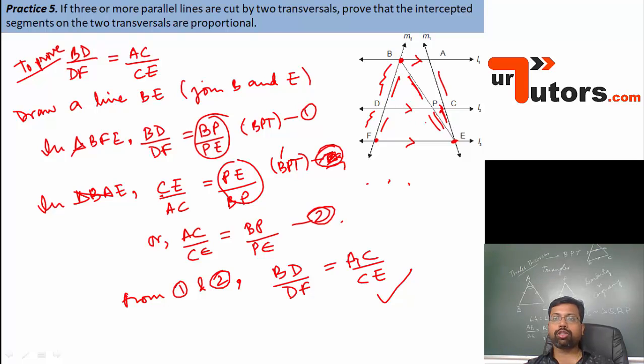You draw a line joining B and E, the extreme, diagonally opposite points of these two. And then in the triangle BFE, you have BD by DF is equal to BP by PE by basic proportionality theorem. And in triangle ABE, you have CE by AC is equal to PE by PB. You make use of these two equations to prove that BD by DF will be equal to AC by CE.